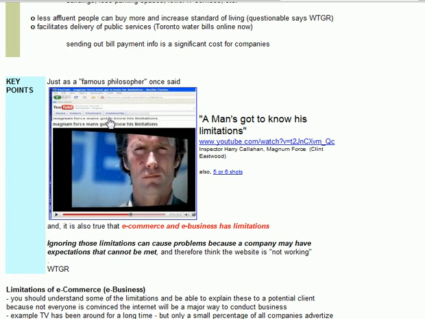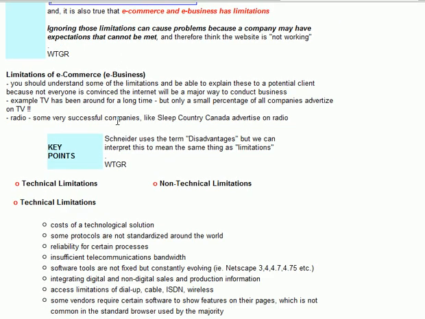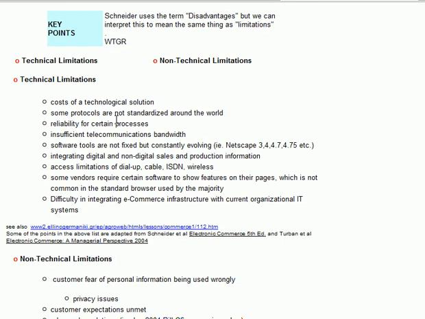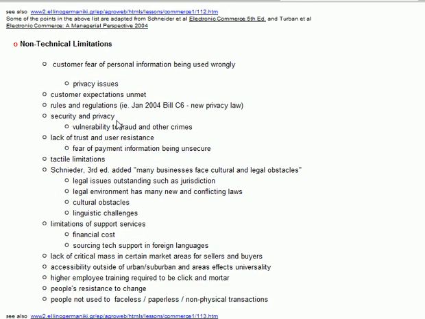Now, anytime you talk to people and explain things that are an advantage, it always sounds legitimate if you can also add in some of the things which are a disadvantage. So in this unit on benefits of e-commerce, I also have a section talking about limitations. And my favorite philosopher, Clint Eastwood, said, man's got to know his limitations. If you click on that YouTube clip, you can hear him. So I basically divided these limitations into technical limitations and non-technical limitations. And the points here are self-explanatory. You can see exactly what they're talking about.